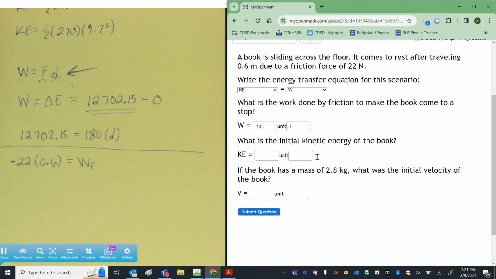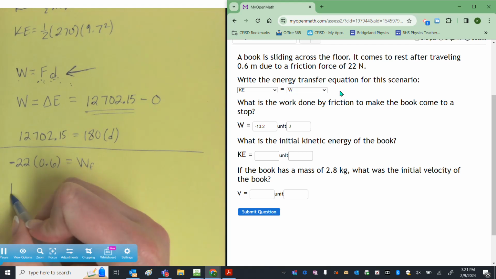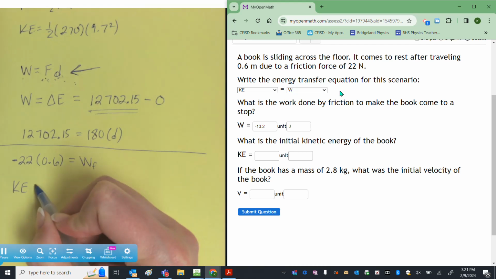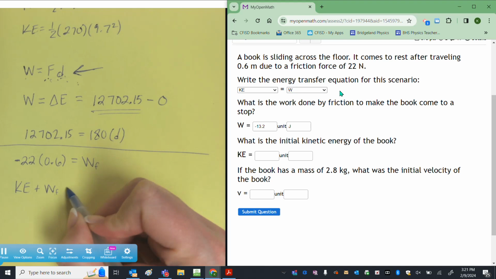What is the initial kinetic energy of the book? And this is why I don't really like the equation written this way, because these aren't actually equal to each other. They're technically equal and opposite. This is a better way to write the equation, KE plus that work done by friction equals 0.